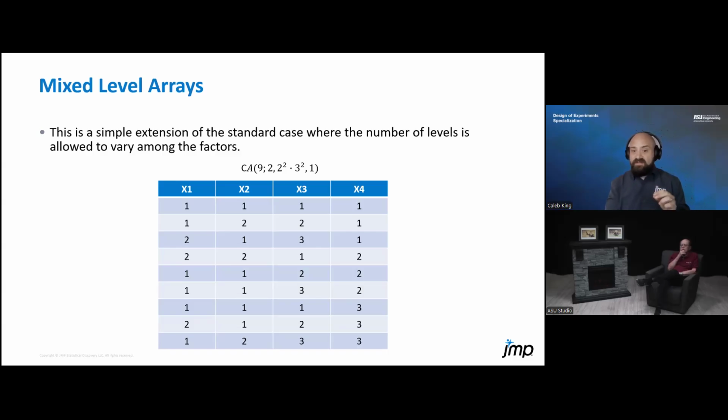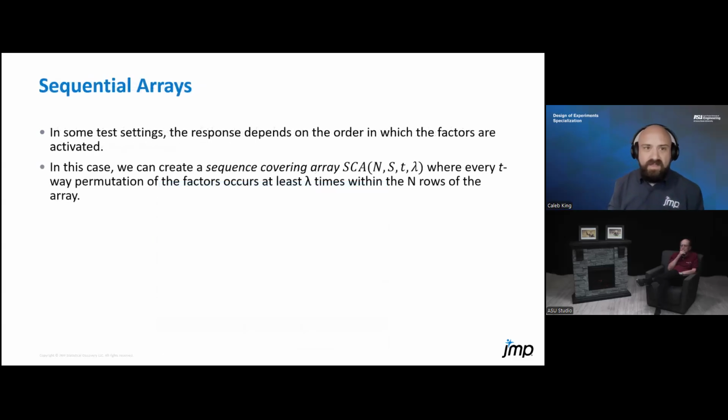The next one I find very interesting. These are called sequential arrays. These arise in a situation where what you're looking at doesn't really depend too much on what levels of the factor are present, but the order in which the factors are implemented. So you can imagine a certain process, a certain software where the order in which I press the buttons or the order in which I flow through it affects the response I get.